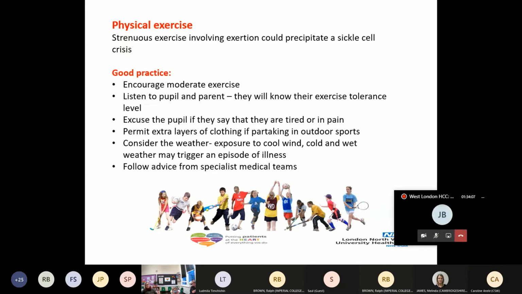Again, if it is cold but okay enough for them to be outside, it may be that rather than wearing the shorts and t-shirt, they're wearing their jumper and long jogging bottoms as well. Certainly if it's raining and really windy and damp, then it would be more appropriate for them to not be participating in outdoor PE. And really it's just about following any specialist advice. If you're concerned about their exercise, then by all means just contact the specialist medical teams. Next slide, please.